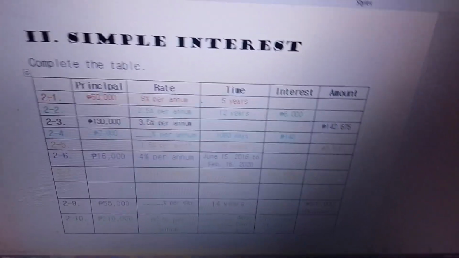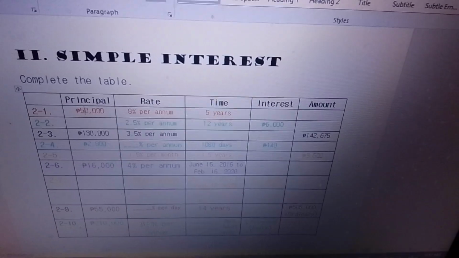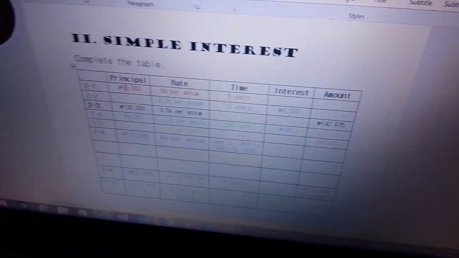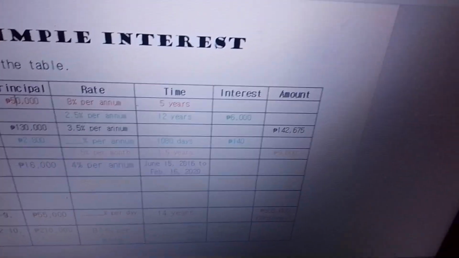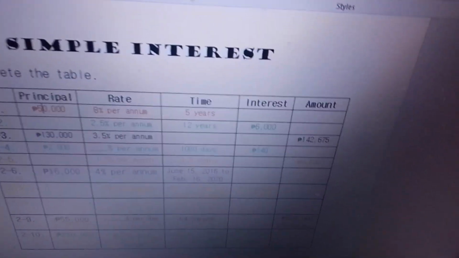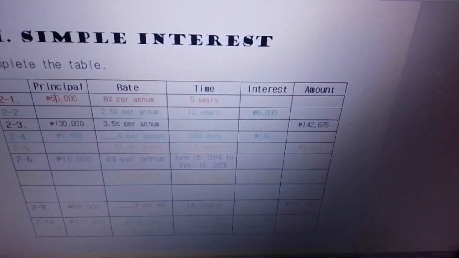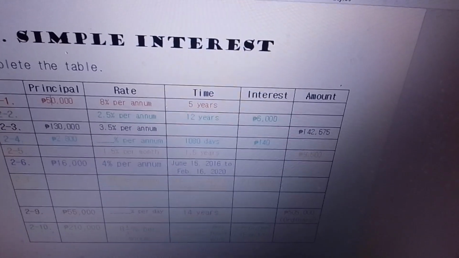Next, for item number 3, here's the problem that I have. In this situation, we have no interest and no time. How do we do this, sir? Don't worry. Applying the formula that I taught you: P times R times T equals I, and P plus I equals A.